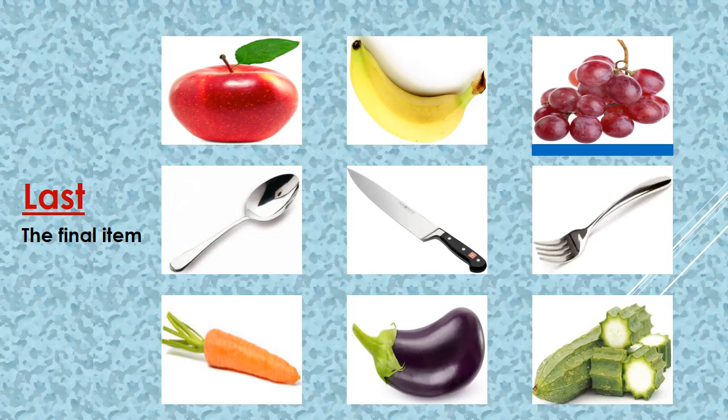Okay, next, spoon, knife, fork. So the last item is fork. Right. Next, carrot, brinjal, loofah. So which one is the last item? The final item? Yes, loofah. Did you get it? It's very easy. The last item is the final item.